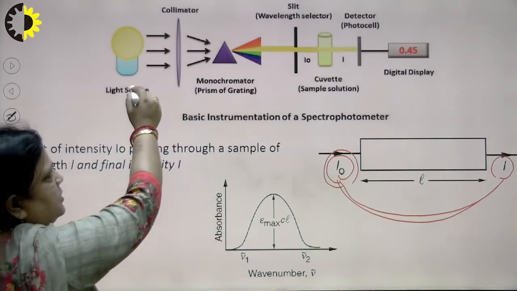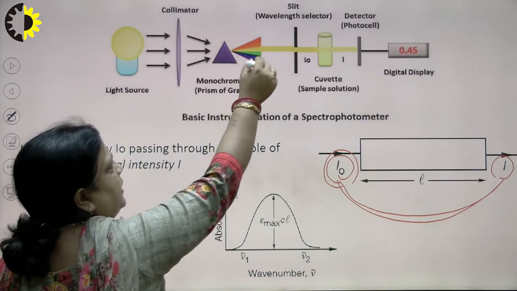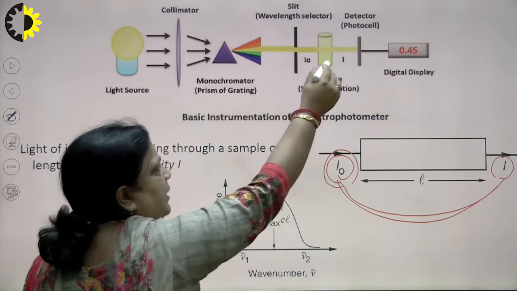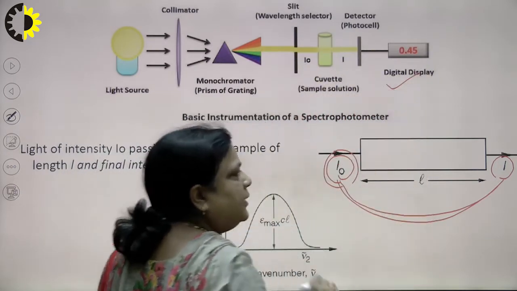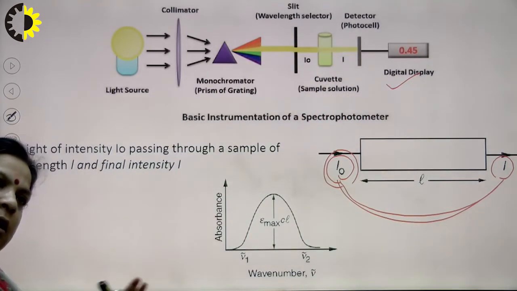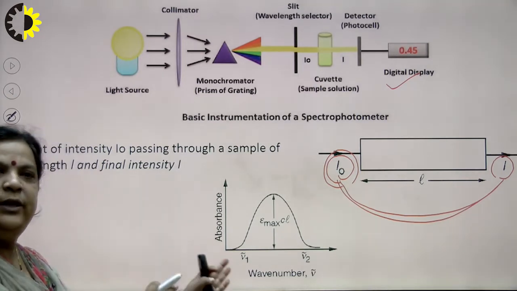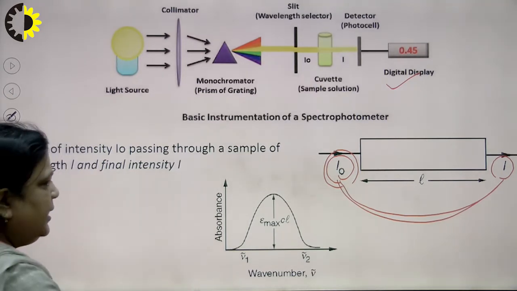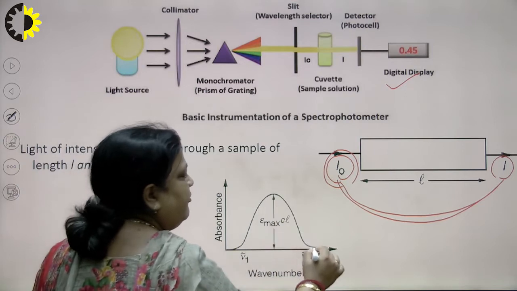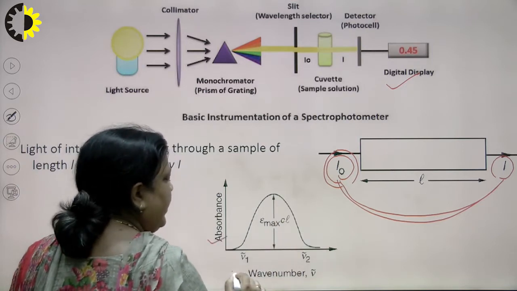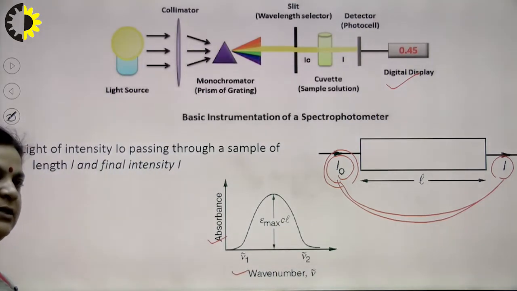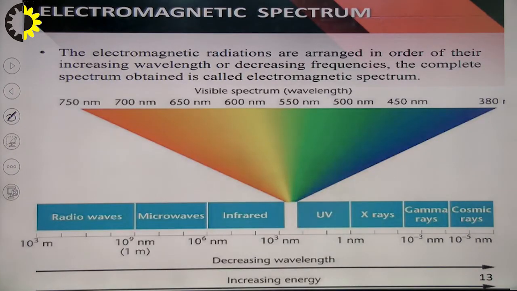This is the light source, and we pass the light through the monochromator, and after the sample we get the ratio of how much light gets absorbed with respect to the initial light, and we get this type of graph when we plot absorbance, meaning how much light gets absorbed, against wave number, or we can say frequency. Now, next is the electromagnetic spectrum.